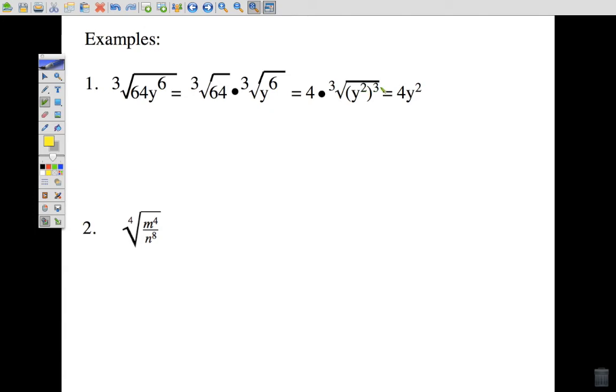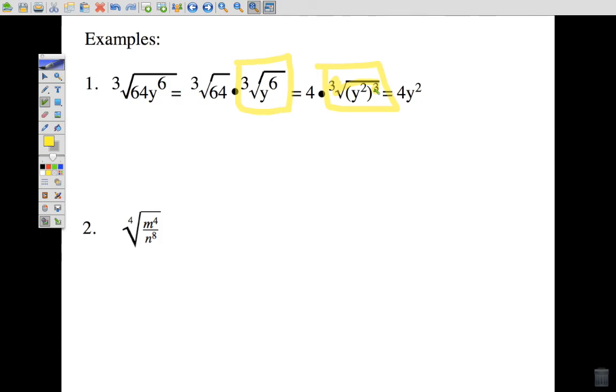This power to a power, this y squared raised to the third power, that's the same thing as y to the 6th. And then you'll see that this cube root and the cubing cancel each other out. So the net result of simplifying the cube root of y to the 6th is changing it to cube root of y squared raised to the third power. So the cube rooting and that cubing cancel each other out, and you're left with y squared for a final answer of 4y squared.